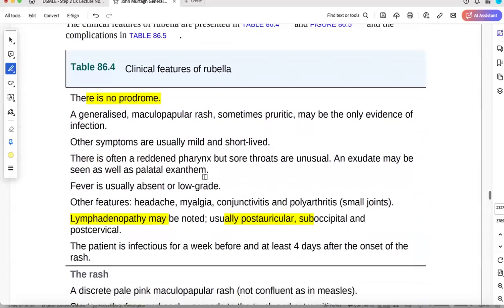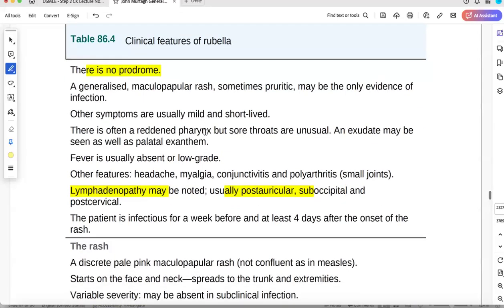If you look over here, how rubella usually presents, same like chickenpox, rubella will not have any prodromal symptom. So they will usually present with a rash. And the rash is ideally maculopapular, generalized, and sometimes can be itchy. Very common finding for rubella is post-auricular lymphadenopathy.